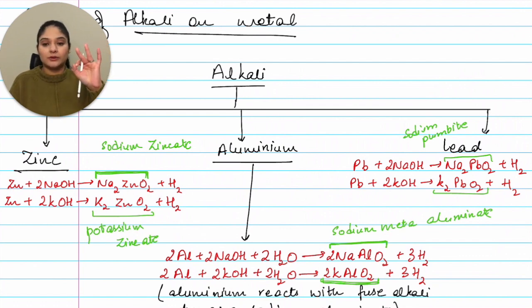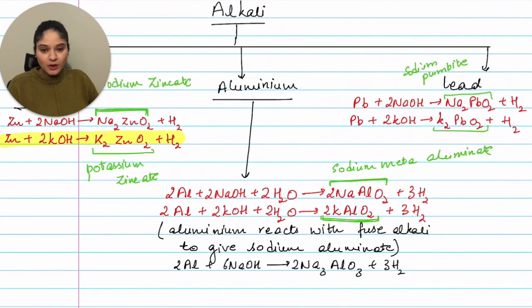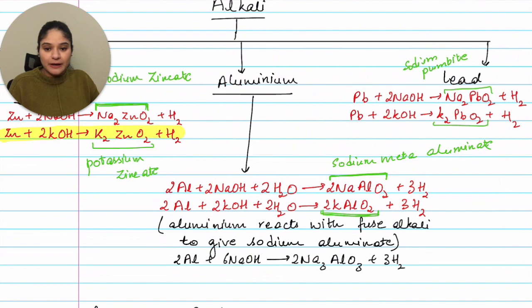Okay, three names. First of all, sodium zincate. Zinc reacting with NaOH gives you Na2ZnO2 plus hydrogen gas. The same thing will happen when you're reacting it with potassium hydroxide, that is KOH. So Zn plus KOH gives us K2ZnO2 plus hydrogen gas. Now let's move on to the next part, that is aluminium.